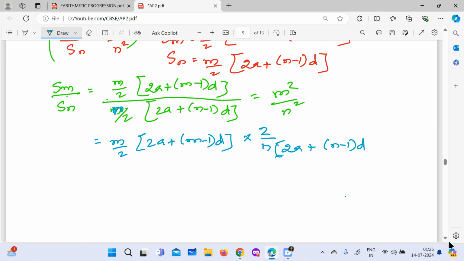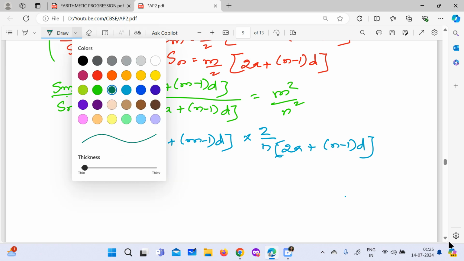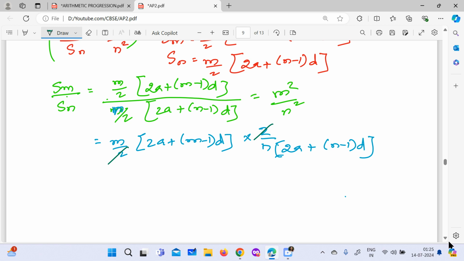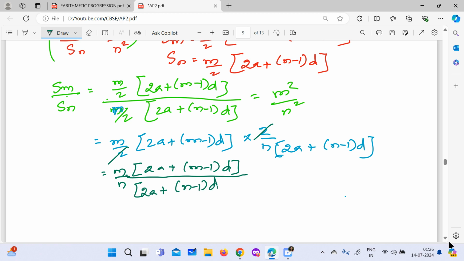Okay, now what we can do is cancellation. That looks much easier. So 2 and 2 get cancelled, and you will get m over n, and this one will be 2a plus m minus 1 into d, and this is m over n. And you can write this as 2a plus n minus 1 times d.